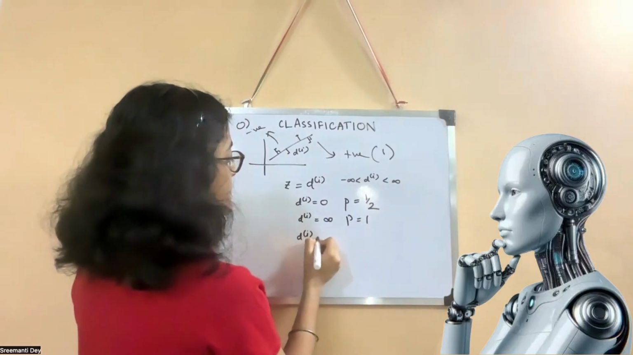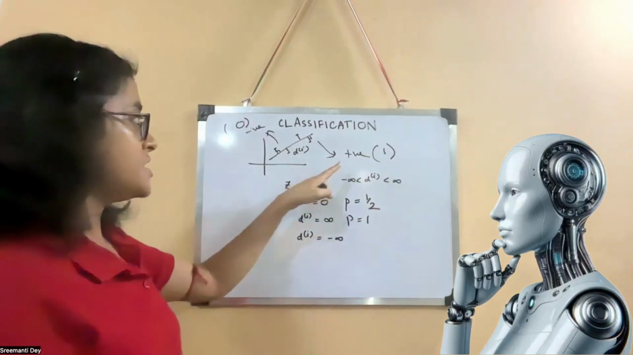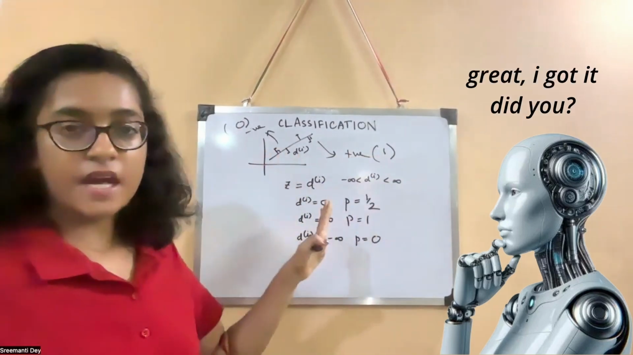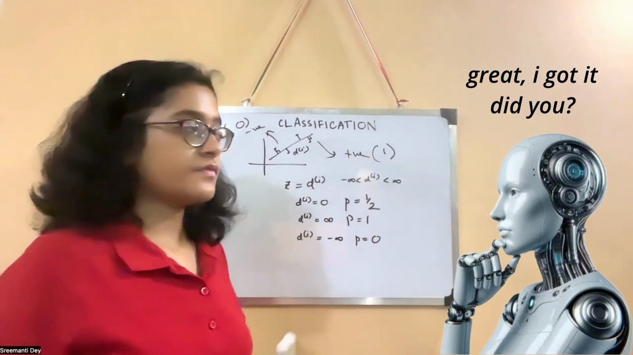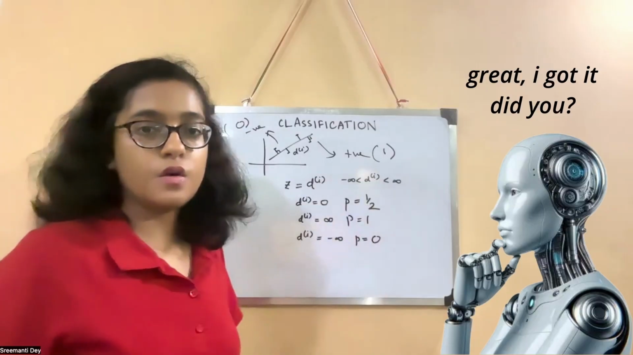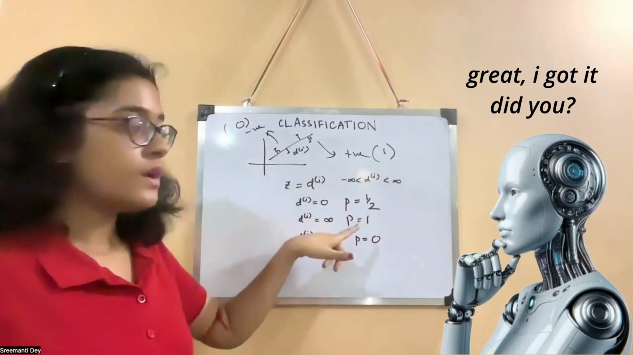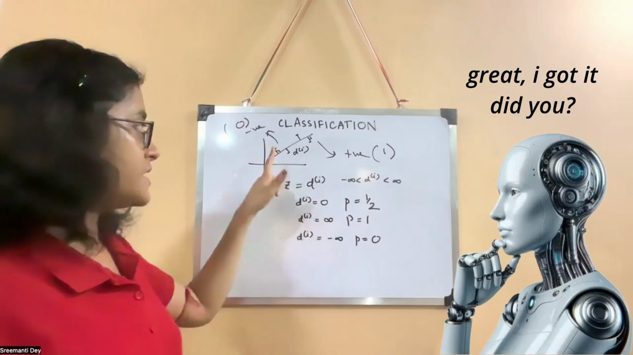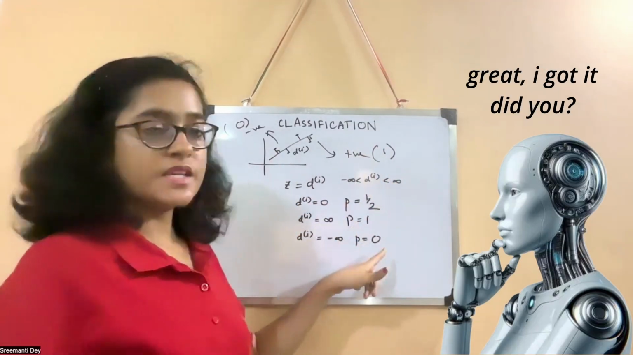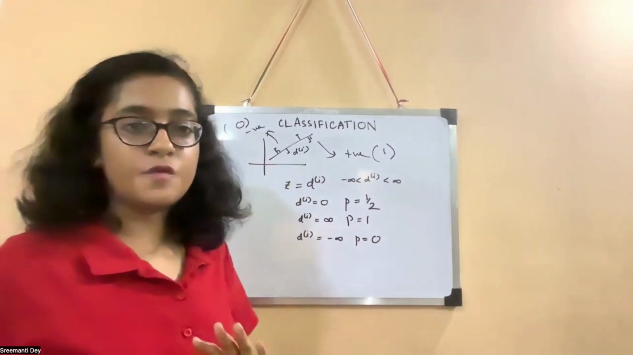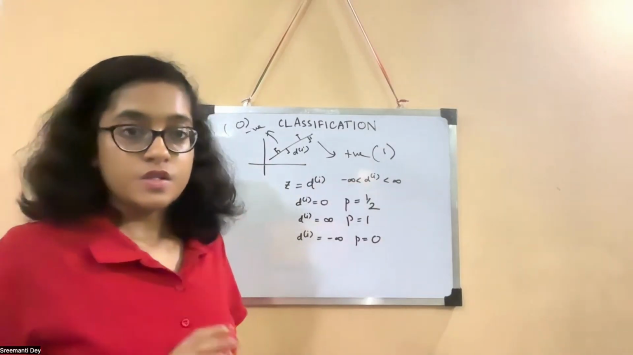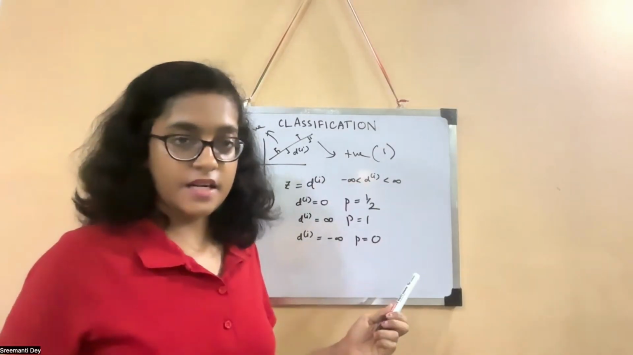And then if d_i is negative infinity, then the probability of getting classified as 1 will be 0. So we are currently thinking of p as the probability of getting classified as 1. If the point is on the line, then d is 0, and the probability is half. If it's infinity, we know for sure that the point is 1, so p is equal to 1. And if it's negative infinity, we know for sure that the point can never be 1, so its p is 0.